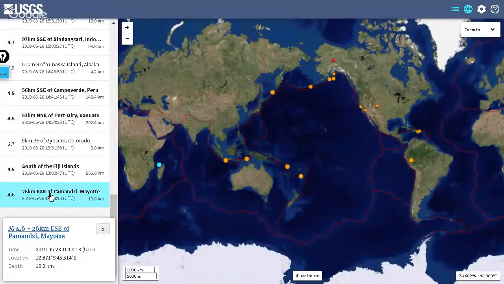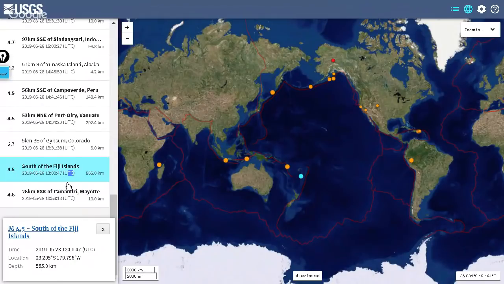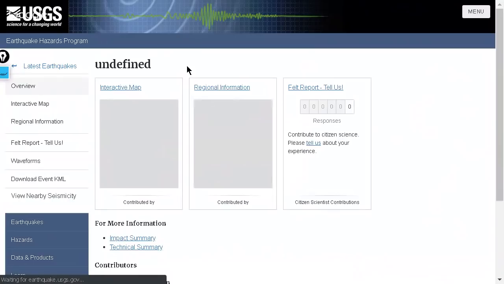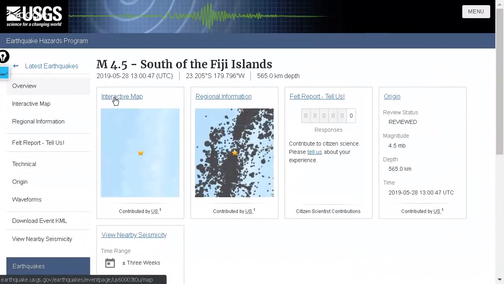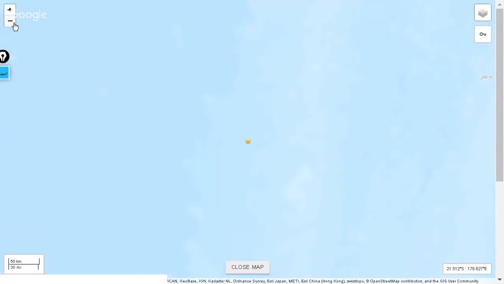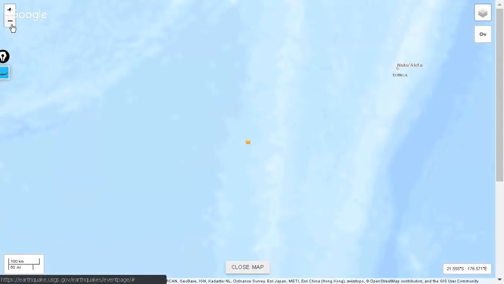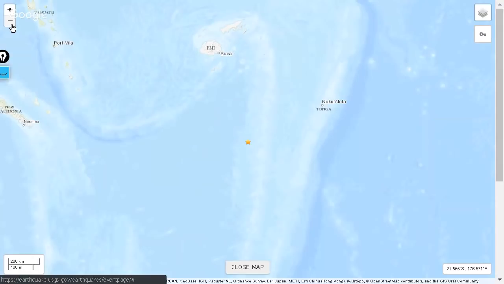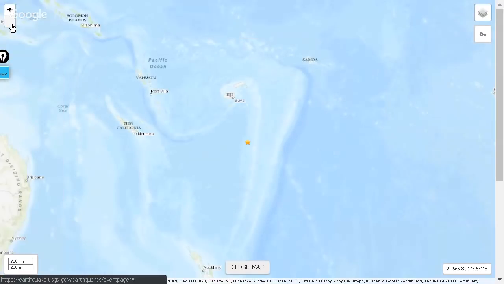You see an earthquake downtick as we got a 4.6 in Mayotte. Right, the African Rift Zone, folks. African Rift Zone. 4.5 at a very deep depth at Fiji. Let's take a quick look at that as it's nearly 600 kilometers. There is a location kind of south of Fiji and Tonga.